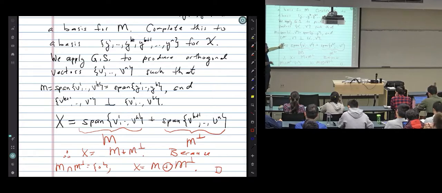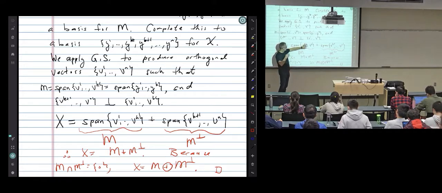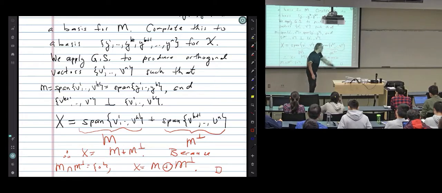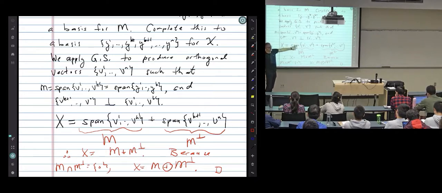It's really functions. This is a small set of them: sine, cosine, sine 2t, cosine 2t, up to sine 5t, cosine 5t. X is a whole bunch of functions, and we're just going to approximate our vector by a small number of sines and cosines.